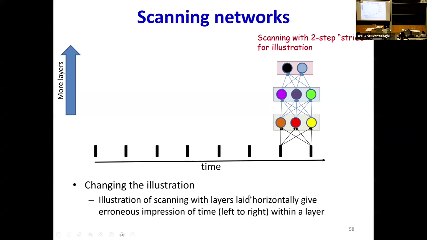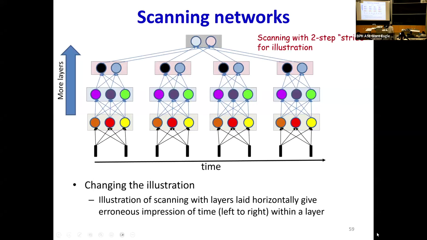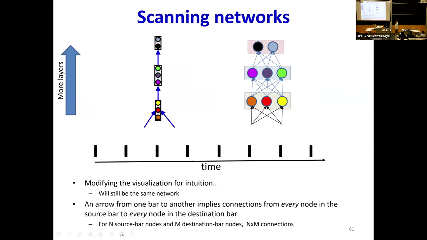And so instead of having something like this, which gives you the wrong impression of time, I'm going to change the illustration. I'm going to use a vertical illustration. So instead of representing the network like this, I'm going to represent the network like the figure on the left. Each bar represents one layer, and the arrow from one bar to the next bar means that all the neurons in the source layer are connected to all the neurons in the destination layer for each arrow, right? Is this illustration making sense to you guys?